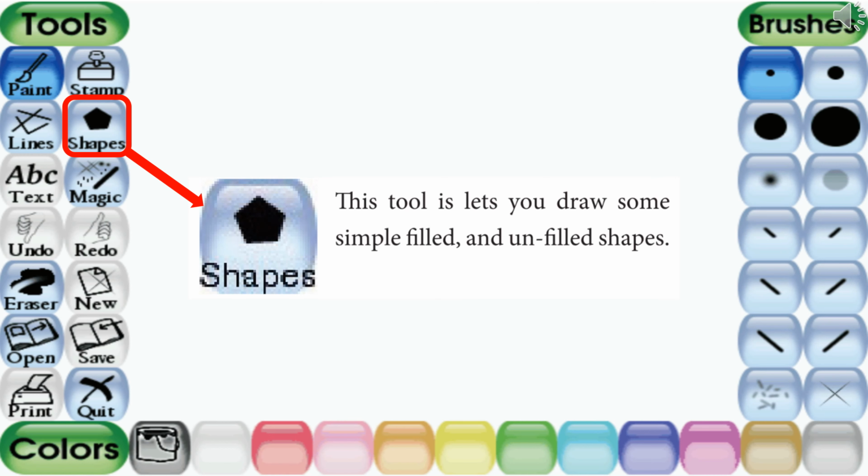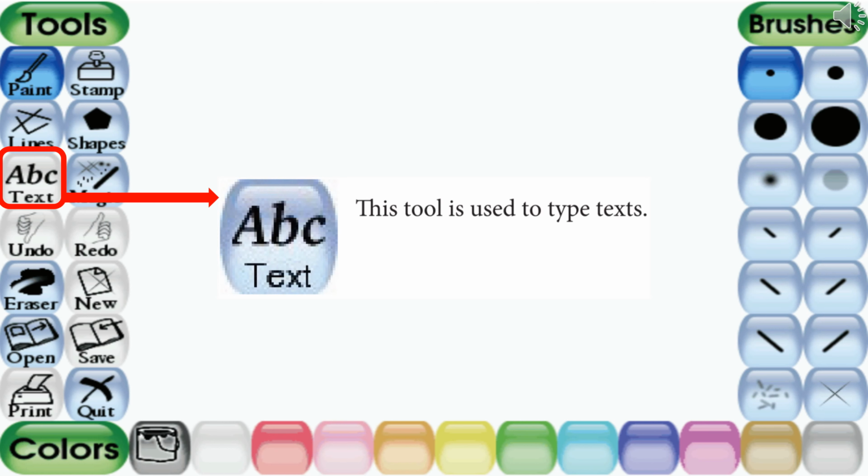Shapes. This tool lets you draw some simple filled and unfilled shapes. The selector option has a number of shapes for you to draw. Text. This tool is used to type text. A number of fonts are available in the selector for you to type.